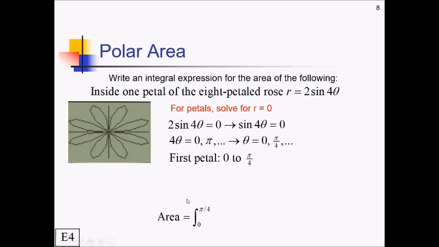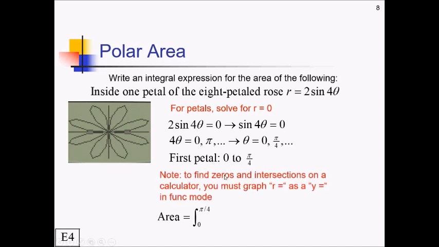But first, a quick little sidebar. Let's say that you had something a little nastier than this to solve, but you were able to use a calculator. Unfortunately, you can't do anything really useful in polar mode other than graph these things. Like, you can't find intersections and pole crossings. But if you want to find zeros and intersections, you can graph this r equals as a y equals in just regular function mode and find the crossings that way.